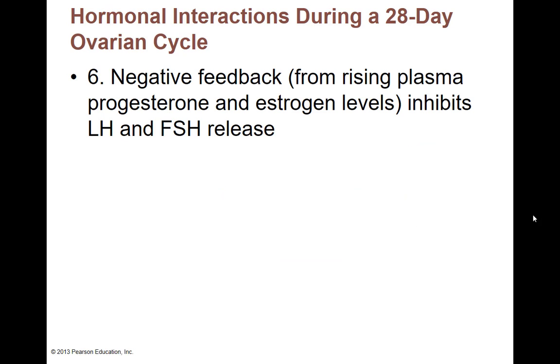Now, the negative feedback: at some point, it all has to stop. When you get enough plasma progesterone and enough estrogen levels, it will go back and inhibit the luteinizing hormone and follicle stimulating hormone. So when you make enough hormones, it goes back and eventually becomes a negative feedback to all of it.